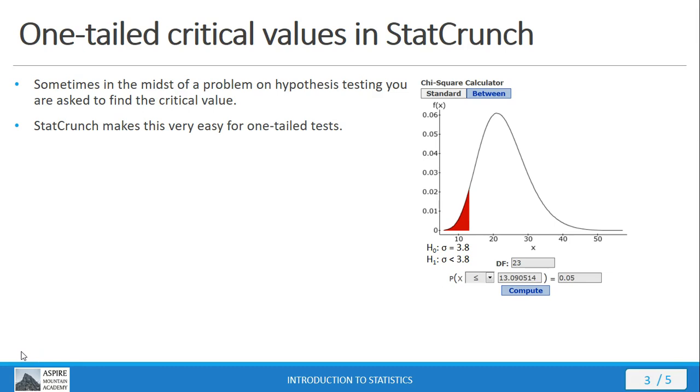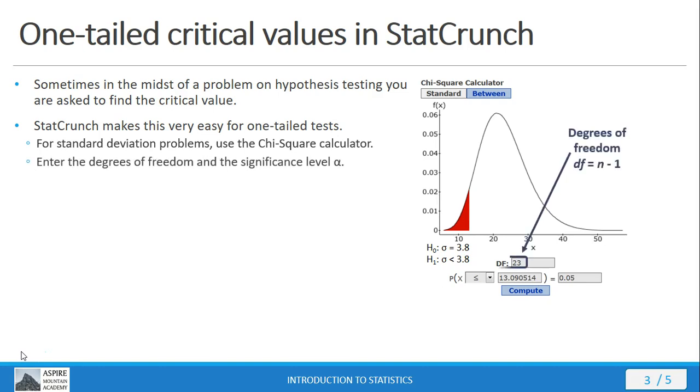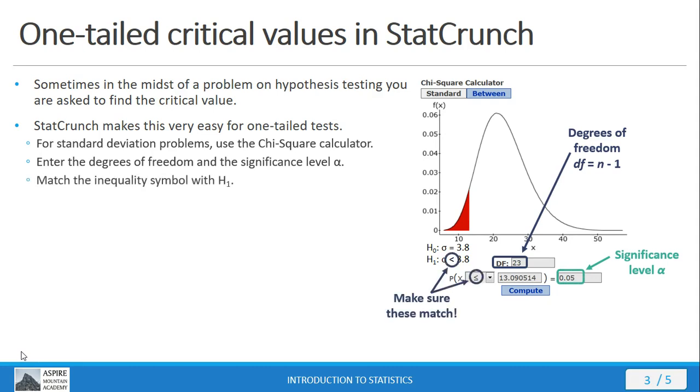So for a one-tailed test, here's what you do. You're going to use your chi-square calculator, because we're using the chi-square distribution with the standard deviation test. Enter the degrees of freedom here at the top. Remember, that's one less than the sample size. Then get your significance level alpha. And make sure you match symbols there with your alternative hypothesis and that inequality there down below. And then go ahead and press compute. And out comes the actual critical value there, right there in your calculator.